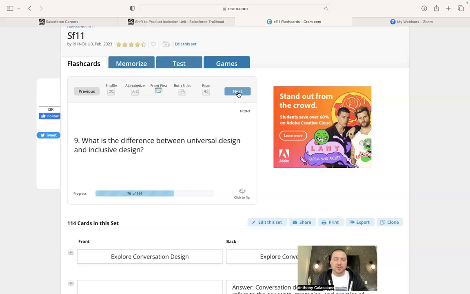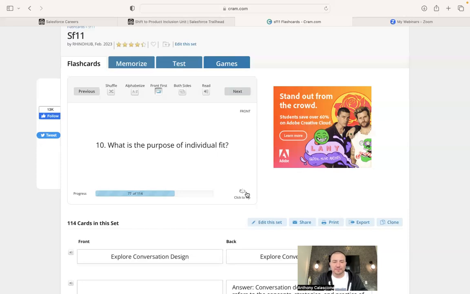What is the difference between universal design and inclusive design? Universal design is a one-size-fits-all, while inclusive design is one-size-fits-one. What is the purpose of individual fit? The purpose of individual fit is to ensure designs intended for the mythical average end up serving everyone.